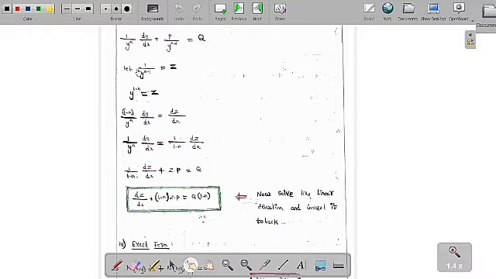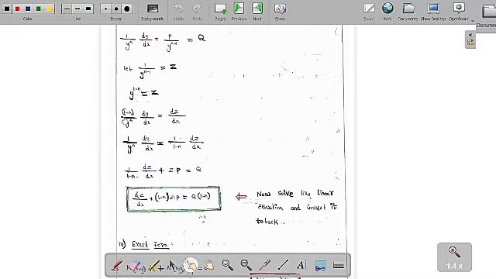Then I am going to assume that 1 by y to the power of n minus 1 is z. So if it goes upward, we get y to the power of 1 minus n is equal to z. Now I am going to differentiate with respect to x. Then I get 1 minus n into y to the power of n minus 1. So 1 minus n minus 1 is nothing but minus n, so it goes downward: 1 by y to the power of n into dy by dx is equal to dz by dx.